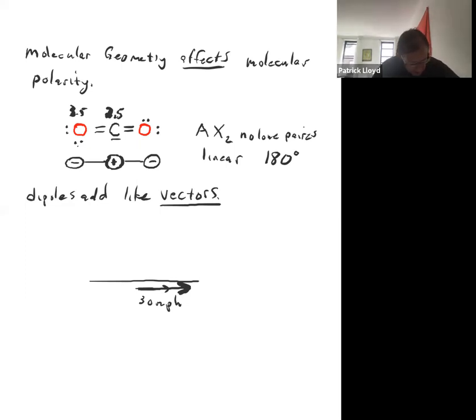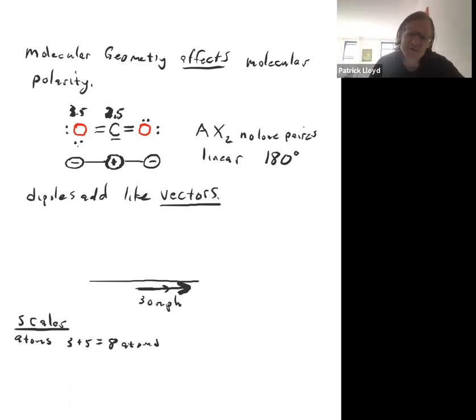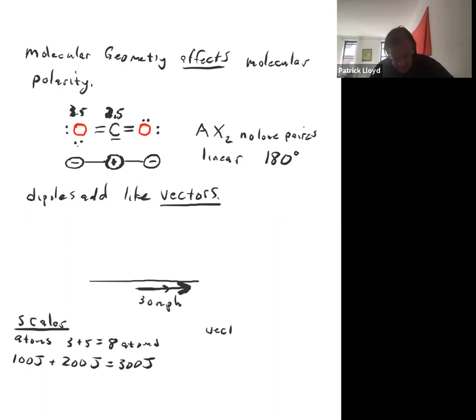So let me compare. Let's take a look at scalar. Scalar would be like atoms. So if I have 3 atoms and I have 5 atoms, I have 8 atoms, right? 3 plus 5 equals 8. That's a scalar quantity. Or energies. Energies are essentially scalar, right? I have 100 joules, I have 200 joules, that would be a total of 300 joules. That's what we did back in chapter 5. 100 joules plus 200 joules equals 300 joules, right? That's a scalar quantity.